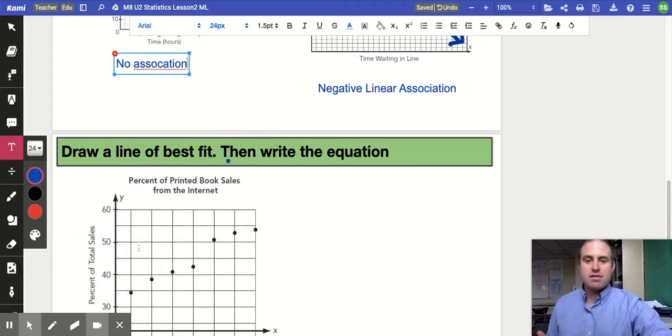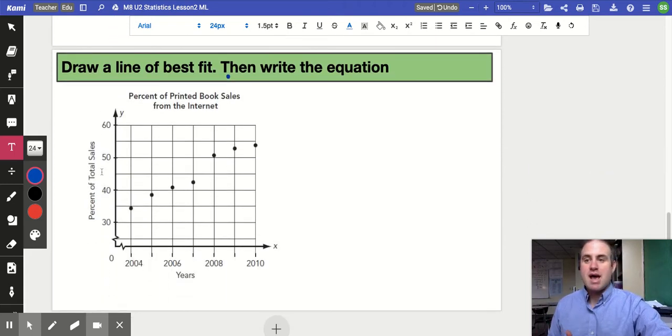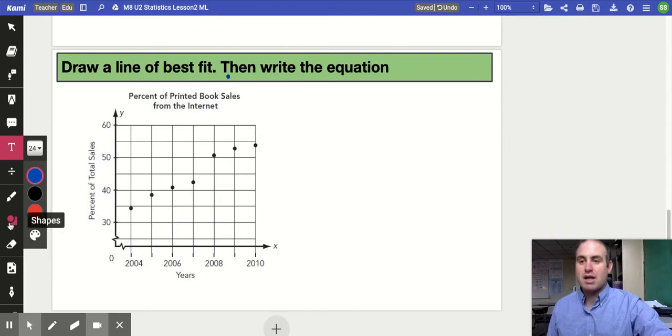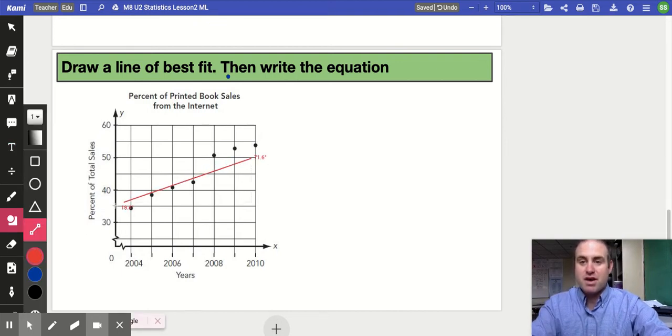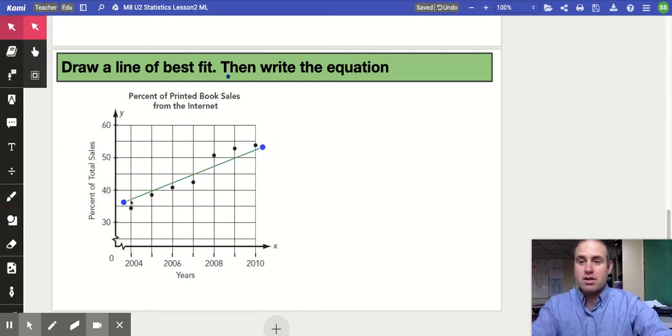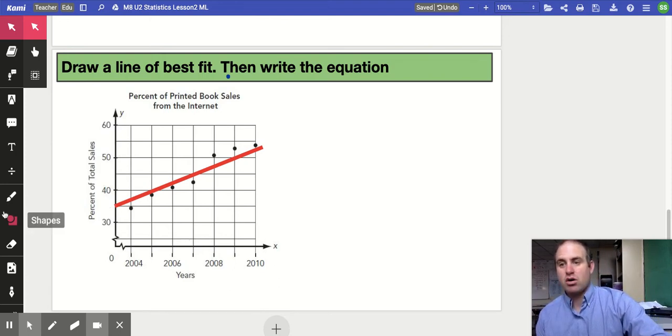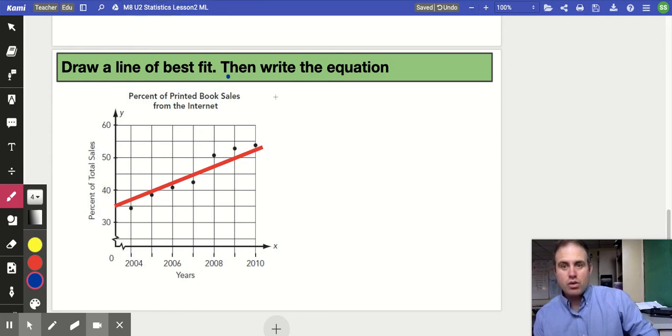Now the next kind of task that we like to take is after we match a linear line of best fit to a set of data, then we like to write the equation for that line. So make this a little thicker. All right, so here's a nice line of best fit for this situation where we've got percent of total sales coming from the internet versus years. Like all linear equations, we need to write it in our format y equals mx plus b.